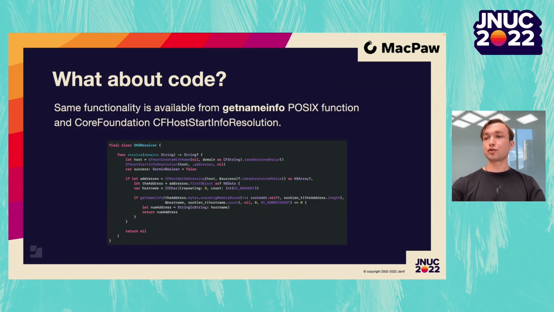But what about code? Also, the same functionality is available from the getnameinfo POSIX function and Core Foundation CFHost name resolution. On this slide, you can see a simple DNS resolver class that can help us to find the address for a specific domain.